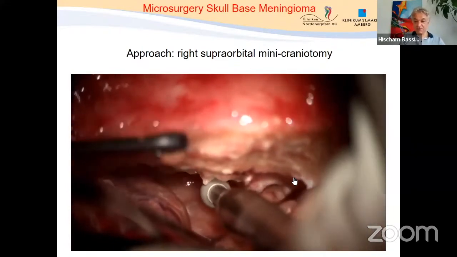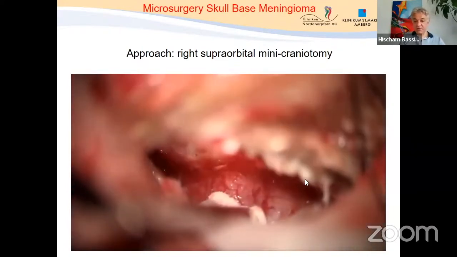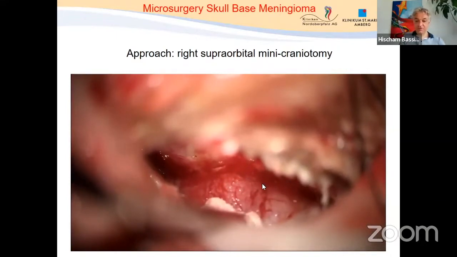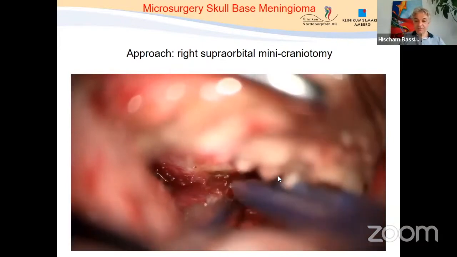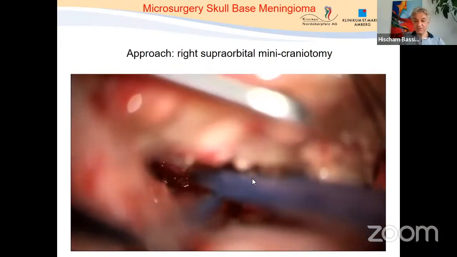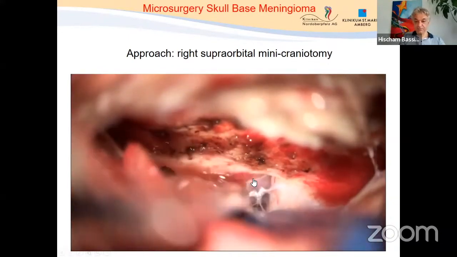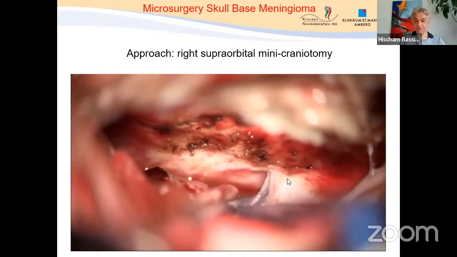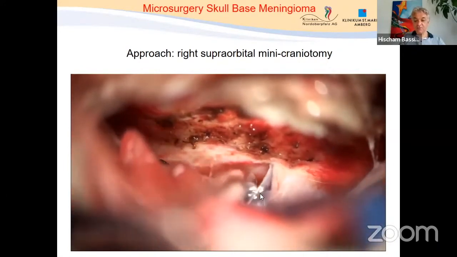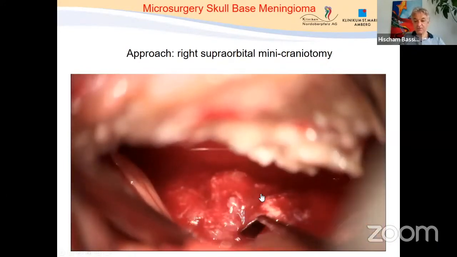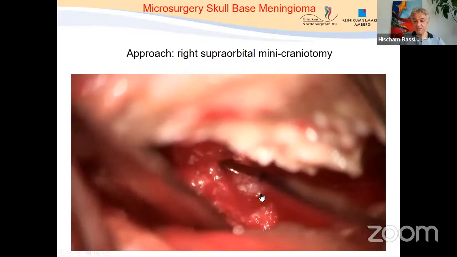And then getting off any irregularities of the frontal bone, also to have a good view on the tumor and the tumor base. And then detaching the tumor from the frontal base. And this is the optic nerve. You can see the protecting arachnoid membranes. You have to keep them as far as possible intact.